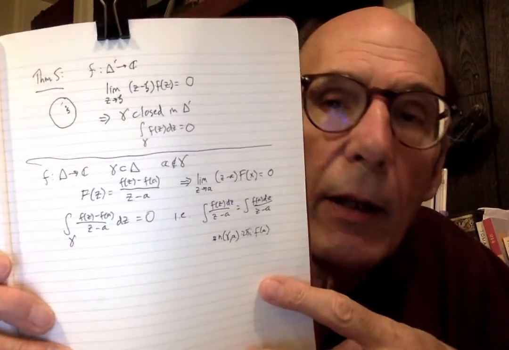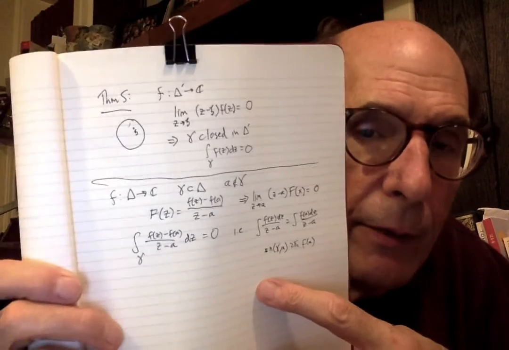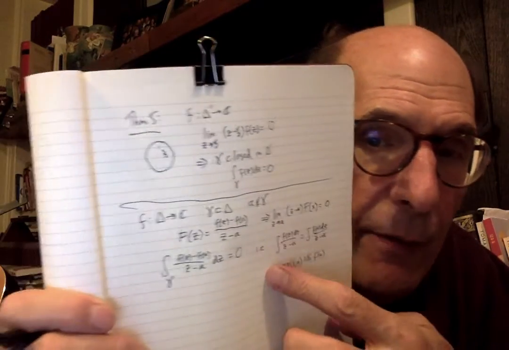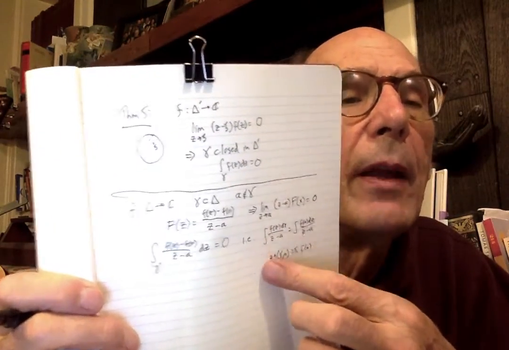This gives us a way to calculate f of a, because if we know the winding number, and we certainly know what 2 pi i is, then we have f of a as being given by this integral. So this is the Cauchy representation formula. It's got other names. People have been real fancy about it, but it says the integral over gamma of f of z dz over z minus a is 2 pi i times the winding number. I'm just going to write n times f of a.